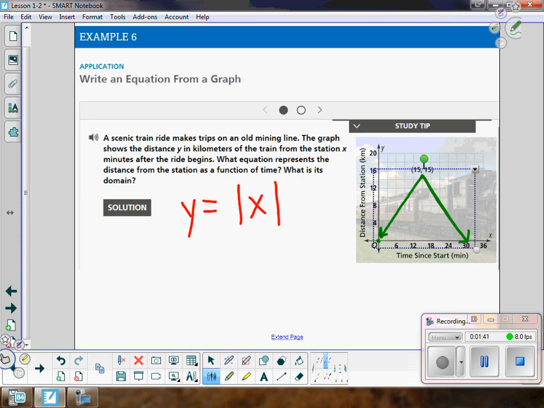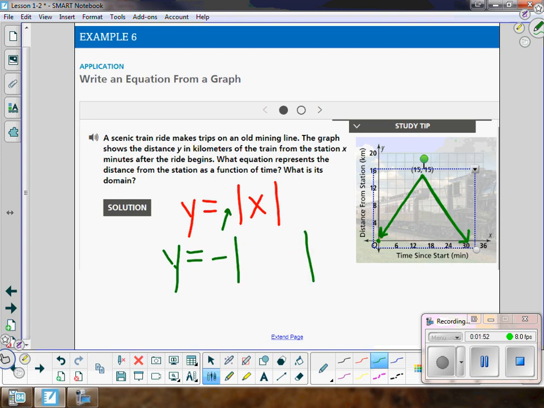So how would we take an absolute value and flip it upside down? I think we're going to stick a negative right there. How would we shift it right 15? Minus 15 on the inside, up 15, plus 15 on the outside.